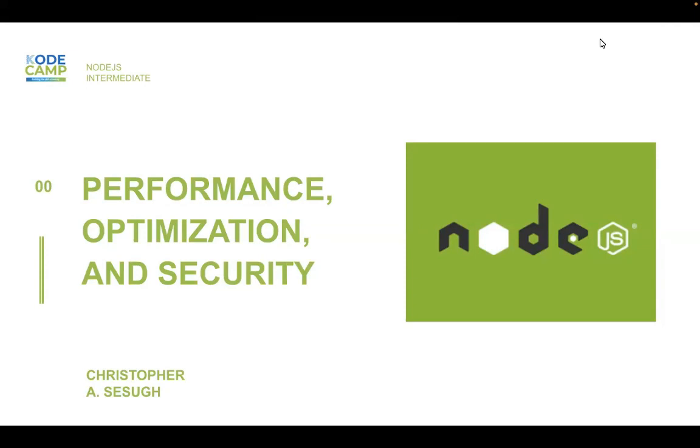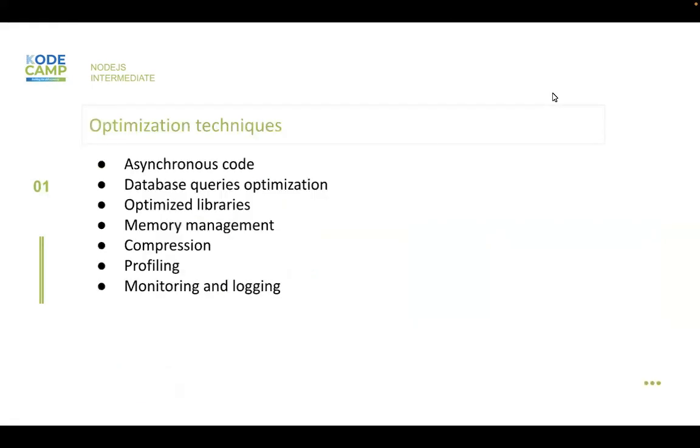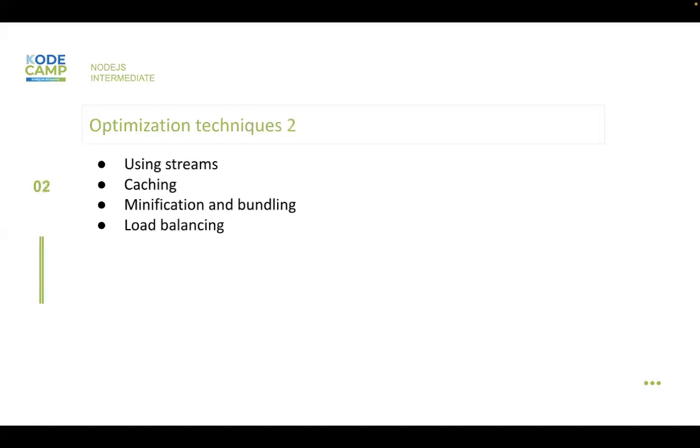So we are still on performance optimization and security. In the previous class we looked at asynchronous code, database query optimization, optimized libraries, memory management, compression, profiling, and monitoring and logging. So today we're looking at optimization techniques 2, which covers using streams, caching, minification and bundling, and last but not the least, load balancing.